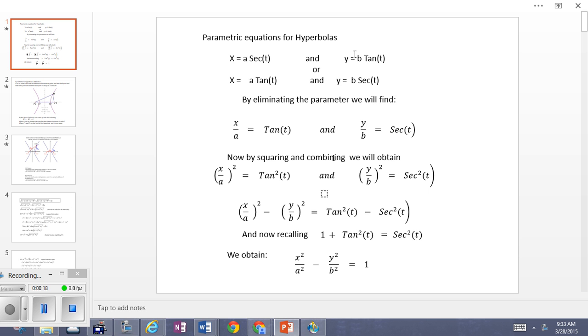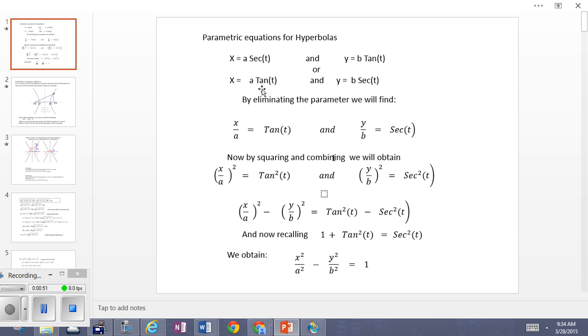parametrics. So the parametric equations defining a hyperbola are as you see here. The x and y terms can be defined as products of a secant of t and y equals b tangent of t, or vice versa. Now, of course, that's defined parametrically, t being the parameter. In our case, the parameter t is an angle.